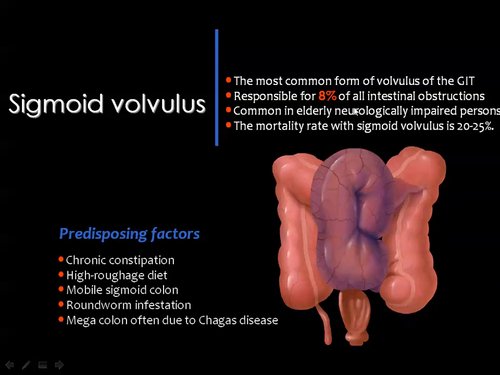for 8% of intestinal obstructive changes, and is commonly seen in neurologically impaired persons who are old in age, with a risk of mortality reaching 20 to 25% of cases. These are the predisposing factors: chronic constipation, high rough diet, mobile sigmoid colon, roundworm infestation, and megacolon, often due to Chagas disease, for example.